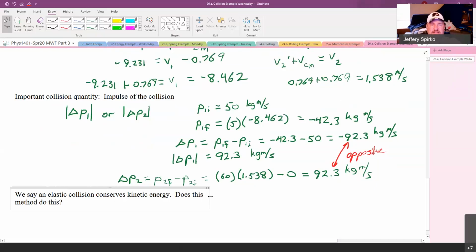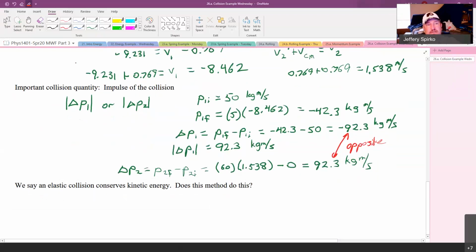We say that an elastic collision conserves kinetic energy, and I want to find out if we actually did this. So let's calculate. K initial is just 1/2 M1 V1 initial squared, and that is 1/2 times 5 kilograms times 10 meters per second quantity squared, which is 2.5 times 100, 250 joules.